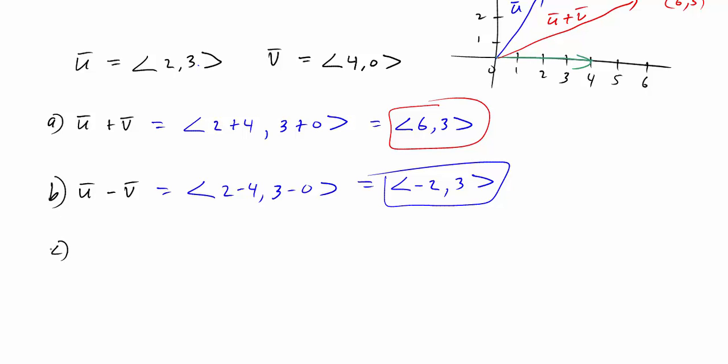And what if we look at a combination here? What if we take 2 times u, so there's our scalar multiple, minus 3 times v? Well, that means we're going to have to take 2 and multiply that by u, which is 2, 3, minus 3 multiplied by 4, 0.